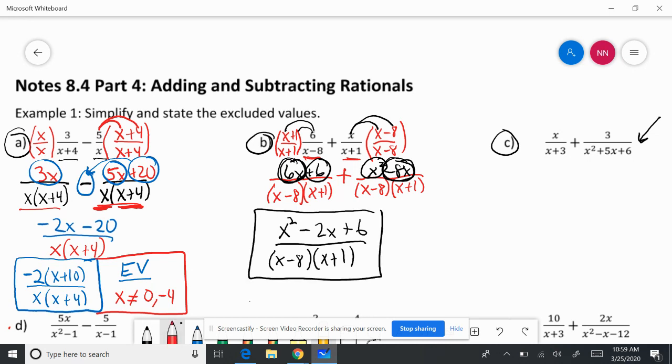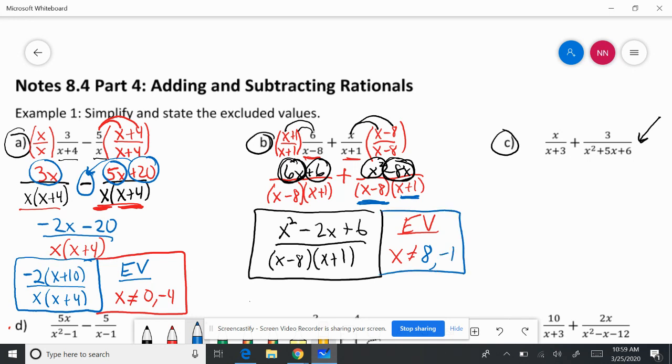Now, when we're stating our excluded values, it is what gives us 0 for the denominator. So we're trying to figure out what gives us 0 for the denominator. If we're looking at our denominator, we have an x minus 8, so that would be 8. We have an x plus 1, so that would be minus 1.